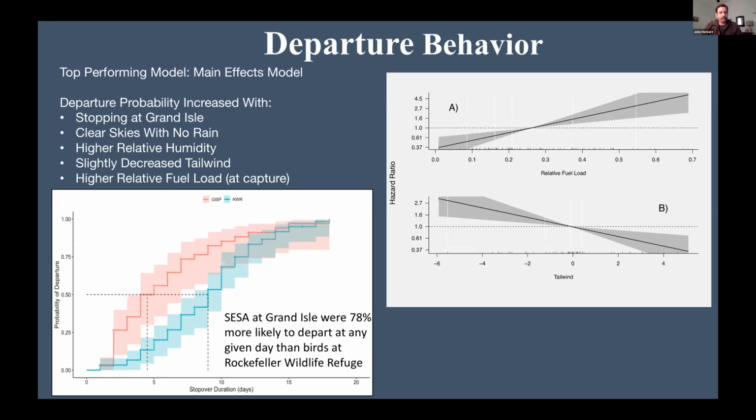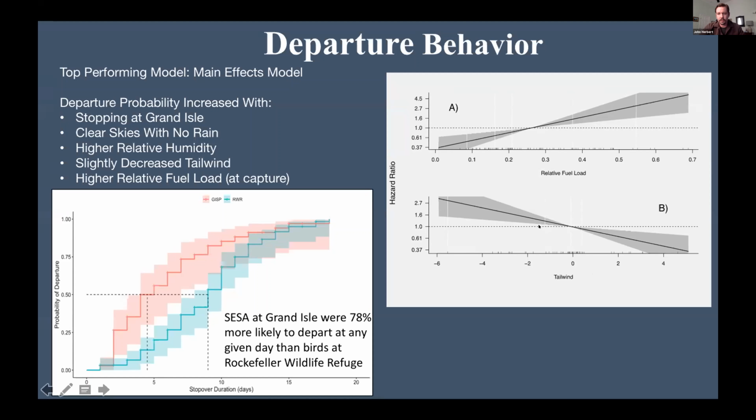And then some weather influence. Again, they were departing with clear skies and no rain. Interestingly enough, higher relative humidity affected departure behavior. They were leaving when humidity was higher, and there have been some studies suggesting that lower humidity is more energetically taxing for migratory birds because it increases water loss. Interestingly, for tailwind, which generally in migratory birds we find they leave with favorable tailwinds, we found slightly the opposite.